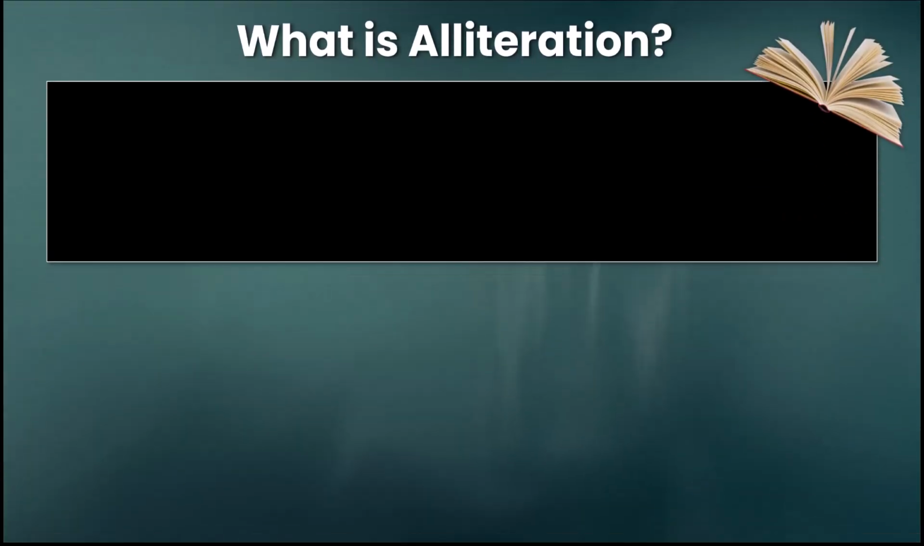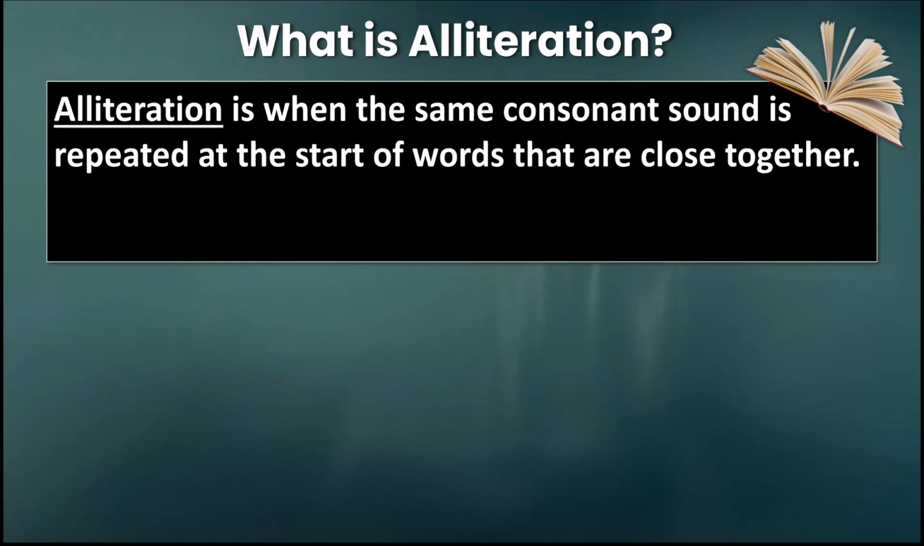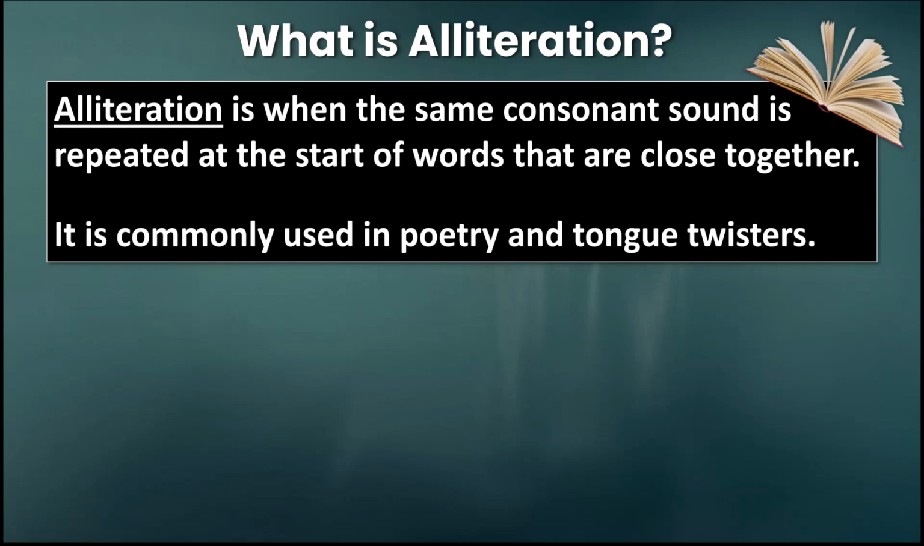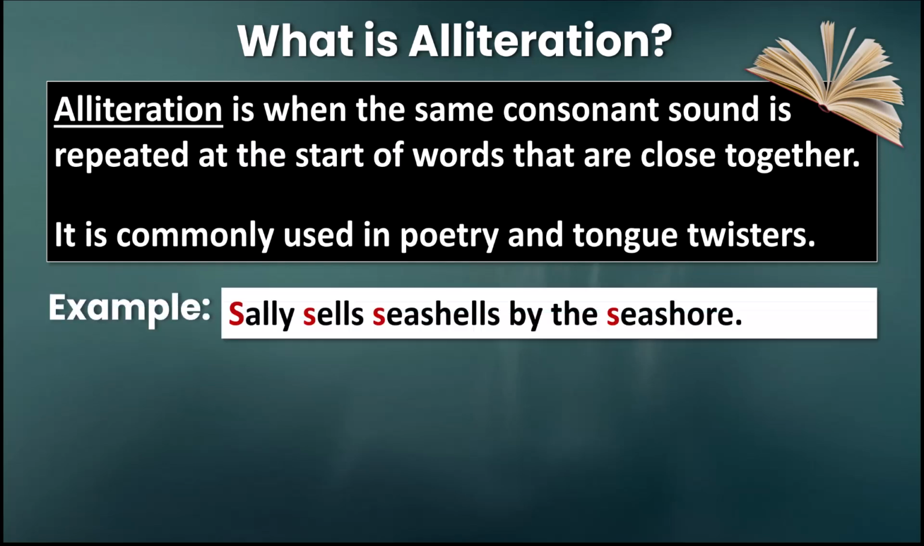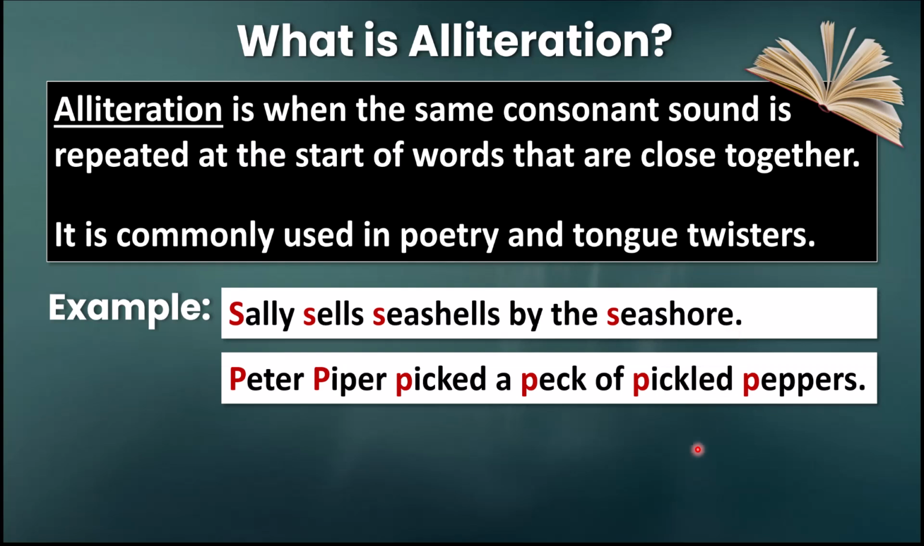First, let's talk about alliteration. What is it? Alliteration is when the same consonant sound is repeated at the start of words that are close together. It is commonly used in poetry and very popular tongue twisters. For example, I'm sure you've heard this before. Sally sells seashells by the seashore. Many words in this sentence begin with the same consonant sound, the S sound. Sally sells seashells, seashore.